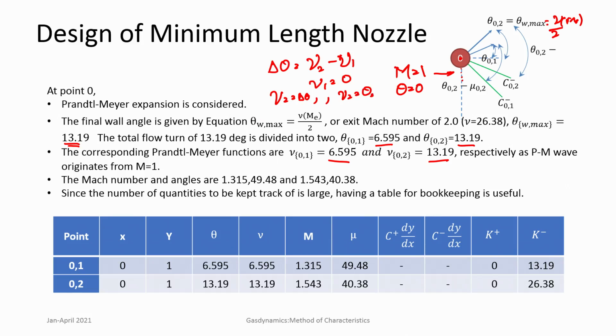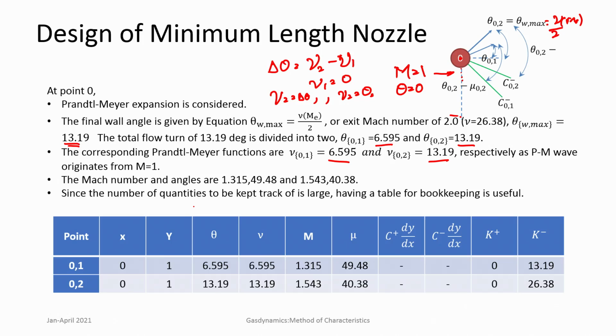So the points, there are 2 waves essentially. We are considering that the half angle or the half height of the nozzle at the throat is 1. So you can appropriately scale these coordinates once you get the results.